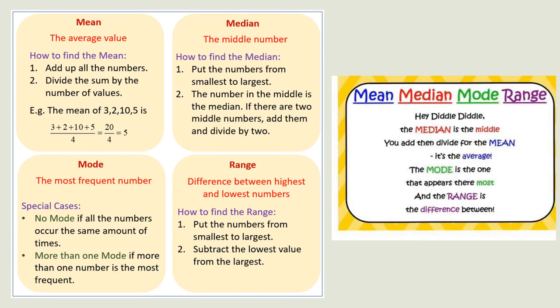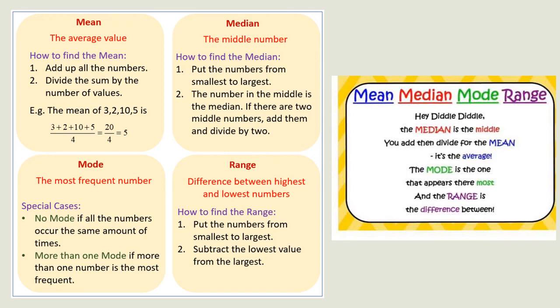And then let's review what we learned today about range. Range is the difference between the highest and the lowest number. How you find the range is just like median, you want to put the numbers from smallest to largest. A good habit to get into is whenever you get a data set, just automatically put those numbers in order. Once you have the numbers in order, you subtract the highest value from the lowest value. So you want to subtract the smallest number from the greatest number.